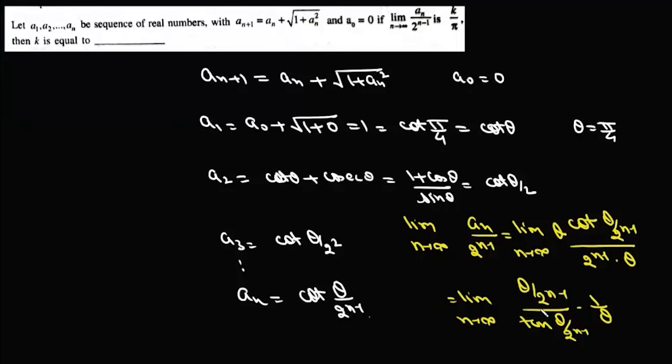Now when n tends to infinity, 1 upon 2 to the power n minus 1 tends to 0. So it is a 0 upon 0 form. So now this is the standard limit x upon tan x, which is 1. So the value of this limit is simply 1 by theta, which is 4 upon pi. We are given that this limit is equal to k upon pi. So the value of k is simply 4, and that is the answer to this question. Now here the questions.